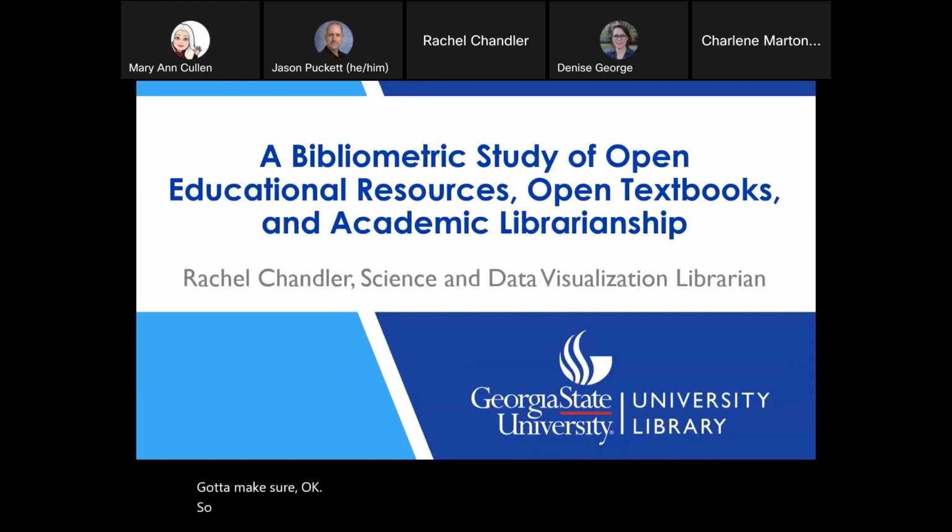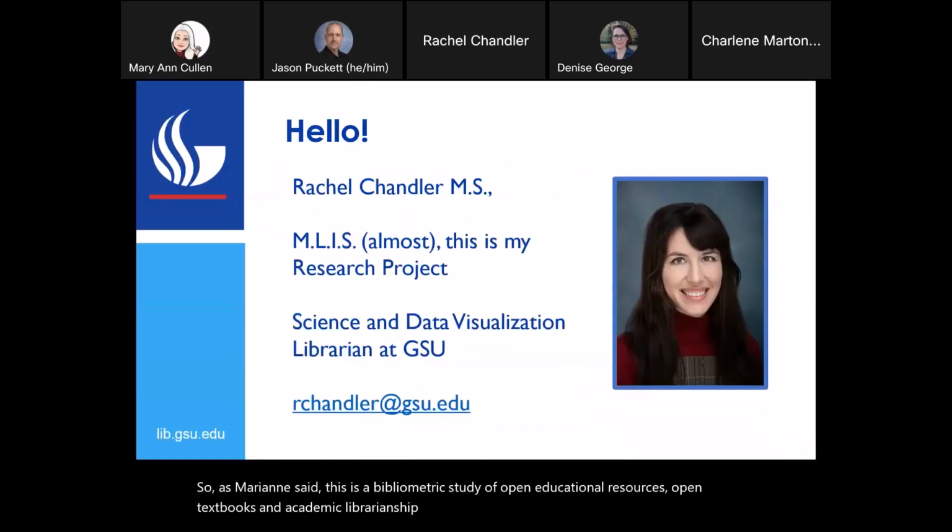So as Marianne said, this is a bibliometric study of open educational resources, open textbooks, and academic librarianship. That really long name is because this is actually my master's research project for my master's in library and information science, which I'm getting from the University of Southern Mississippi. And I'm also the science and data visualization librarian here at GSU. And when I found out that we were doing this conference and that it happens to relate to my master's research, I thought this could be a really great opportunity. I will hopefully be receiving my MLS in May with this, so I'm really excited to present it to you all.